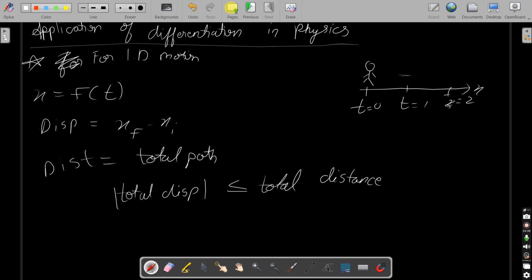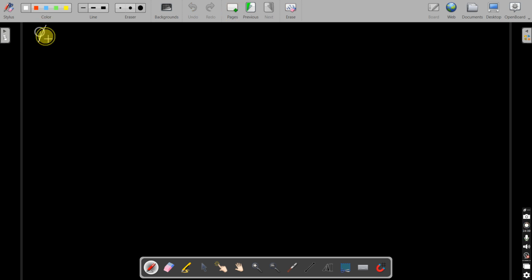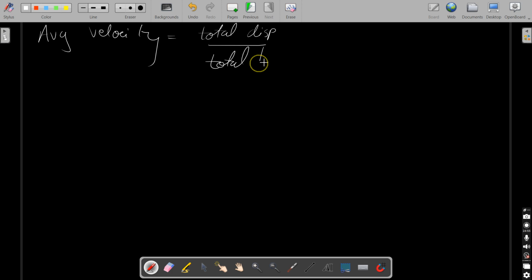Now, average velocity. It is nothing but total displacement for total time, which is equal to x final minus x initial upon t final minus t initial, which is delta x upon delta t.